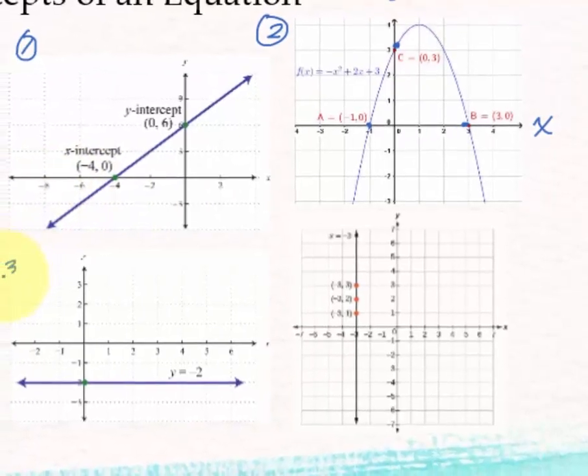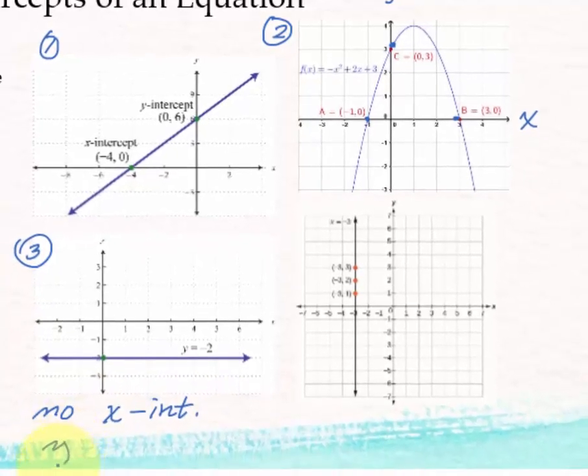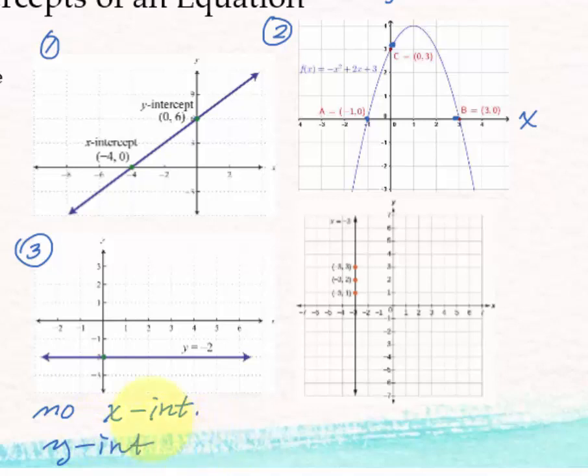In graph number 3, we have a horizontal line. And notice this horizontal line, this particular one, will never touch the x-axis because they're parallel to each other. So we have no x-intercept, but the y-intercept is going to be at (0, -2). And only that one ordered pair.